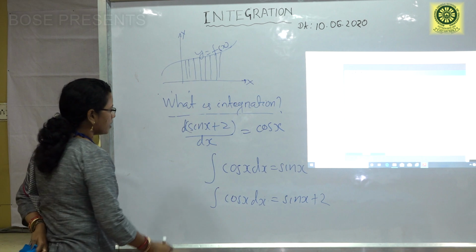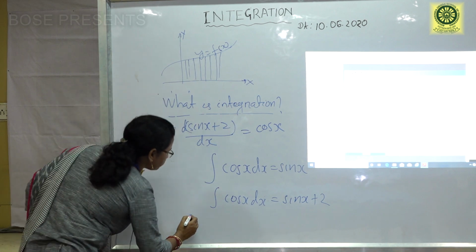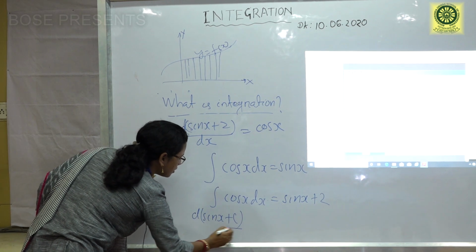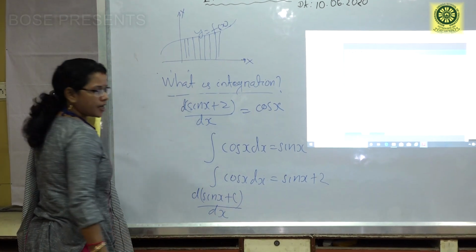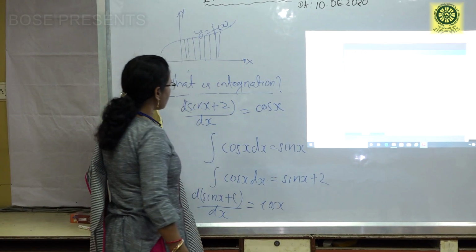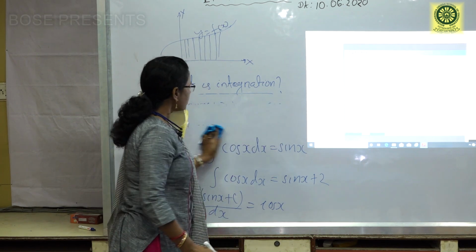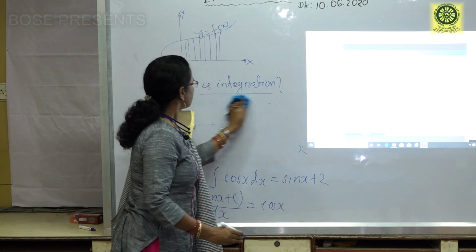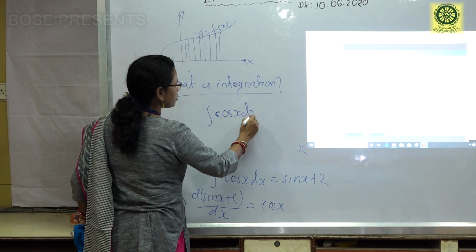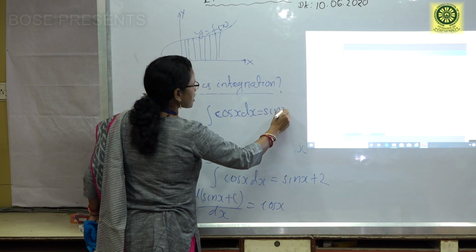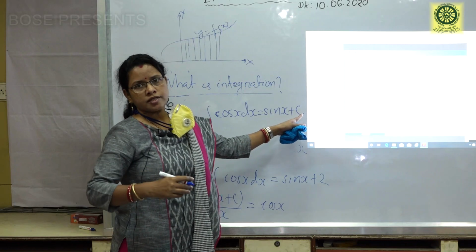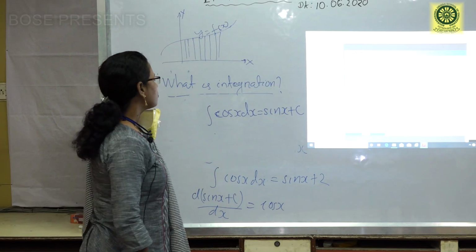Similarly, since the derivative of sin x plus any constant is also cos x, we can write that the integral of cos x with respect to x should be also sin x plus c. That is, c is an arbitrary constant. It takes any arbitrary values.